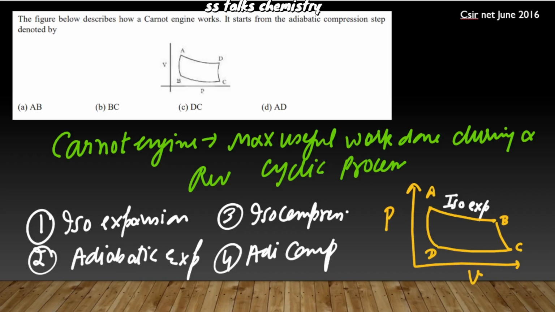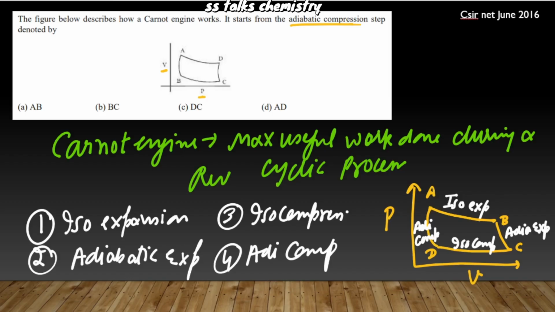Here it is adiabatic expansion. Here it is isothermal compression. Here it is again the adiabatic compression. Right. So now in the question, a plot is given for V versus P. We have made this P versus V. They have given us the V versus P plot. Now in this plot, it starts from the adiabatic compression, and it is denoted by which of the following steps?